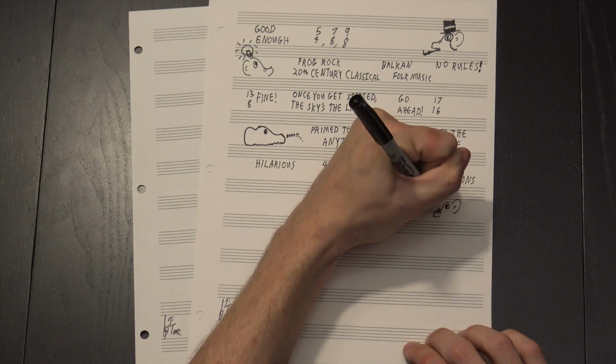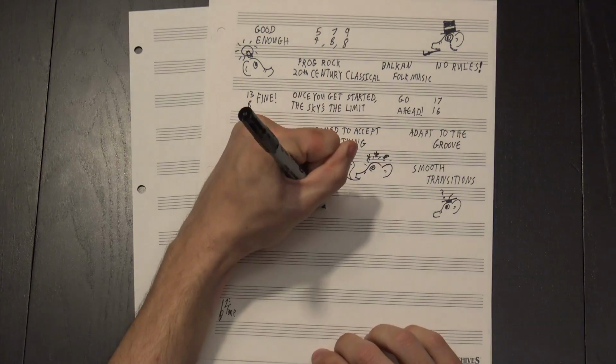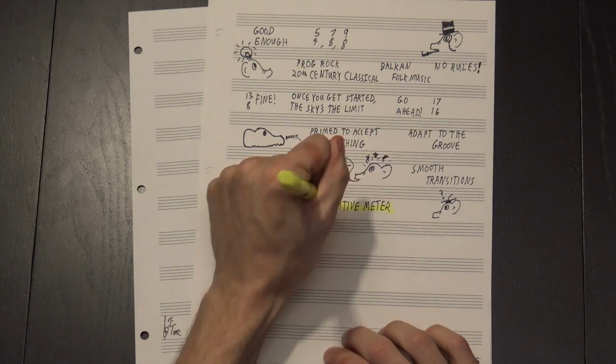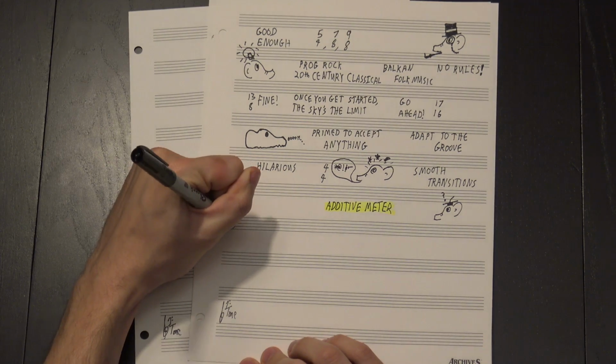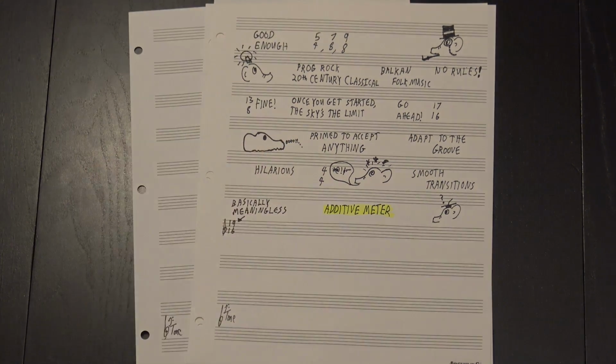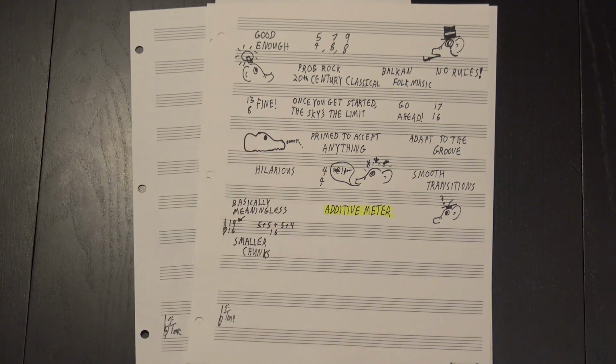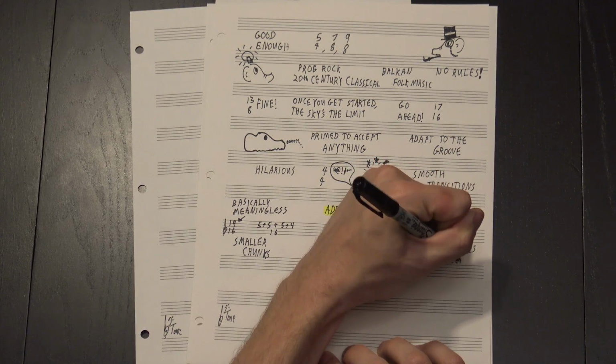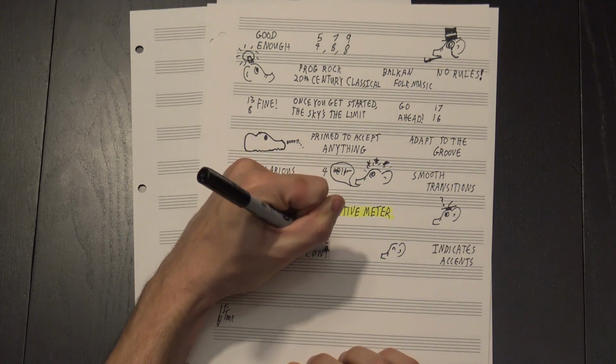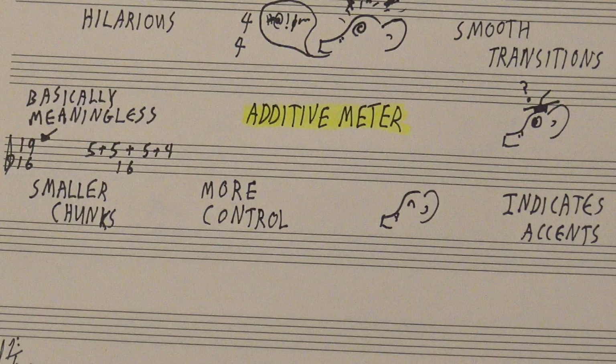If you are going to use really advanced time signatures though, you might want to use a notation known as additive meter. Instead of writing, say, 19/16, which is basically meaningless, you'd break that into more coherent chunks like, say, 5 + 5 + 5 + 4. This gives your players some indication of where the accents lie. It also gives you finer control, letting you tell the players exactly what you want.